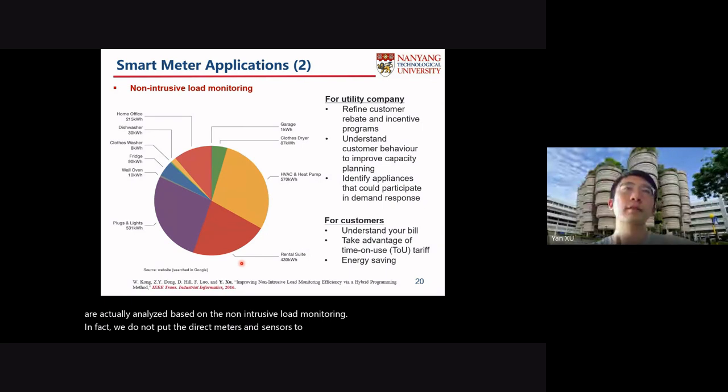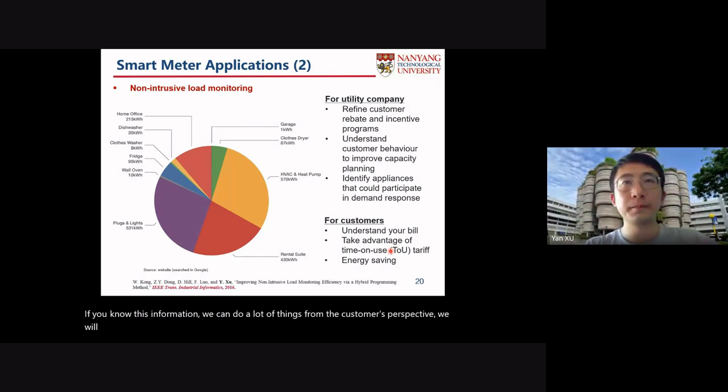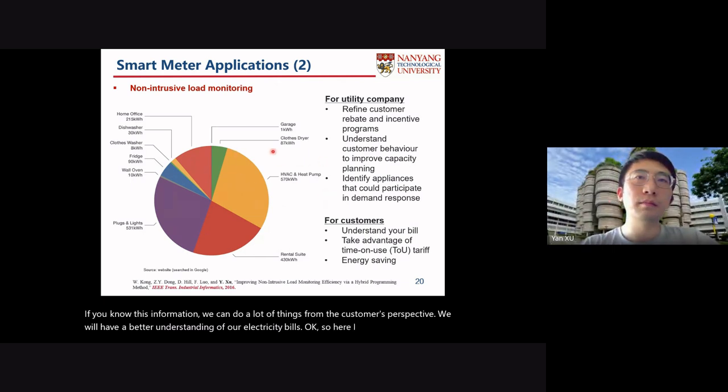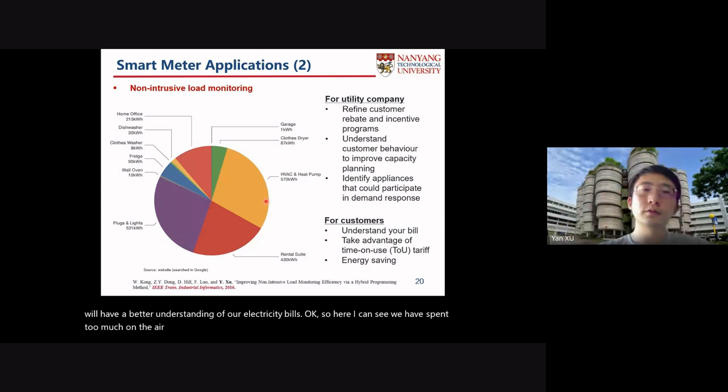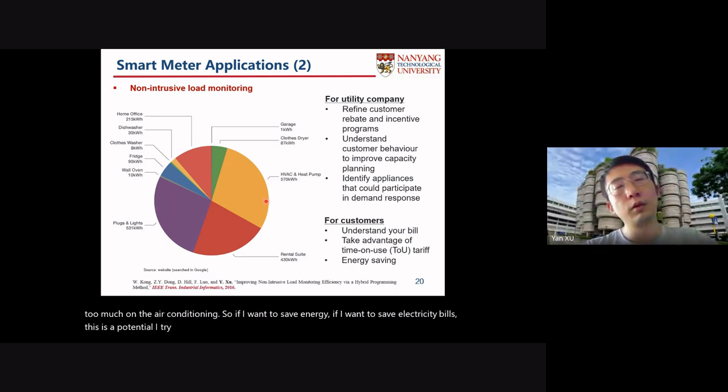Now, if you know this information, we can do a lot of things. From the customer's perspective, we will have a better understanding of our electricity bills. Here I can see we have spent too much on the air conditioning. So if I want to save energy, if I want to save on electricity bills, this is a potential. I try to lower the usage of the HVAC.